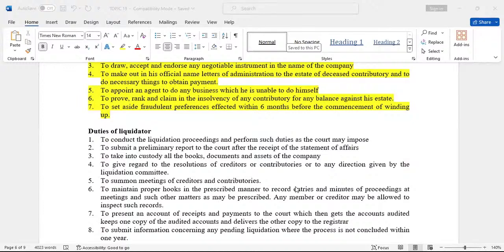Then you have the duties. Most of the duties are in relation to the powers, so in fact, they are derived from the powers. To conduct the liquidation proceedings and perform such duties as the court may impose. Then to submit a preliminary report to the court after receipt of the statement of affairs, because initially, when the liquidation is to start, he'll get a statement indicating the affairs of the company to be liquidated: what the assets are, what the liabilities are, who the creditors are, what expenses are due, and what incomes are expected.